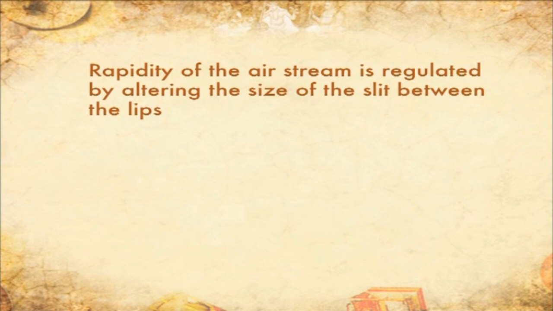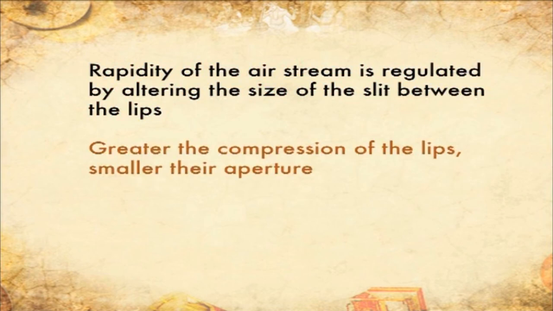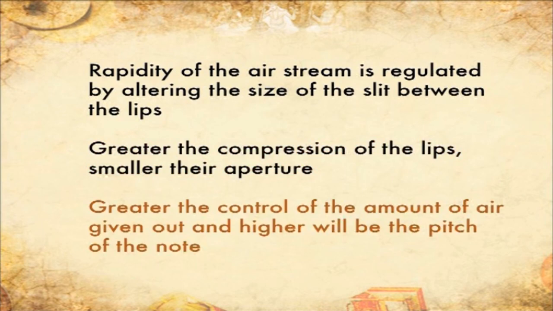The rapidity of the air stream is regulated by altering the size of the slit between the lips. The greater the compression of the lips, the smaller the aperture and greater the control of the amount of air that is given out, and the higher will be the pitch of the note.